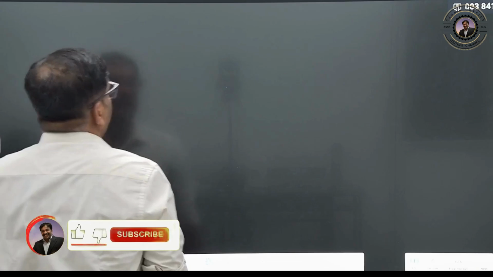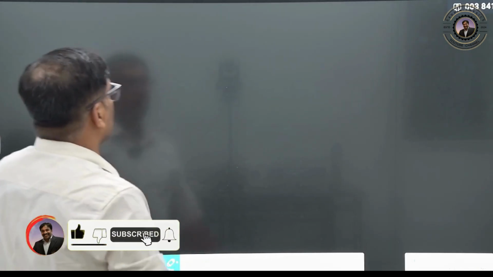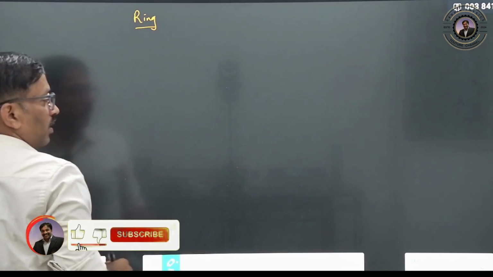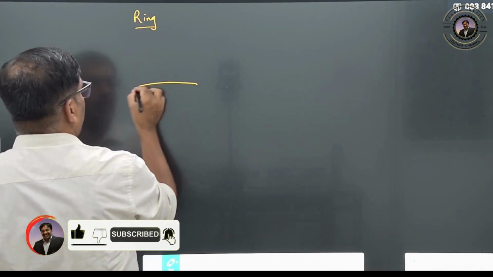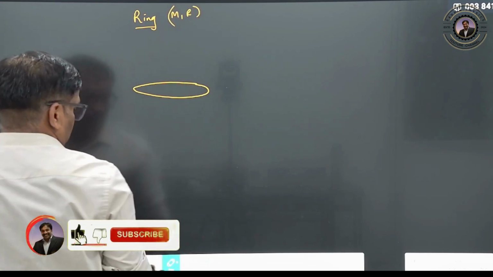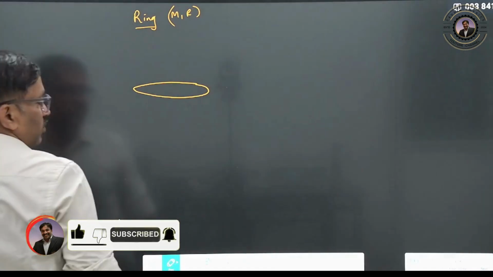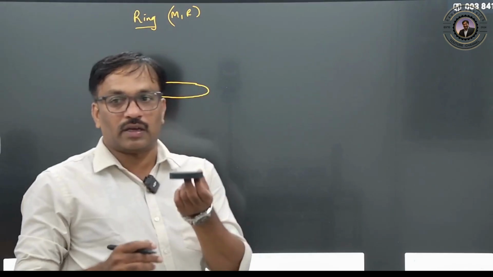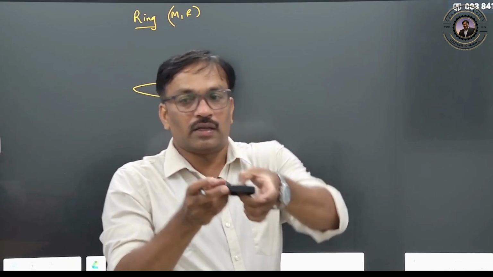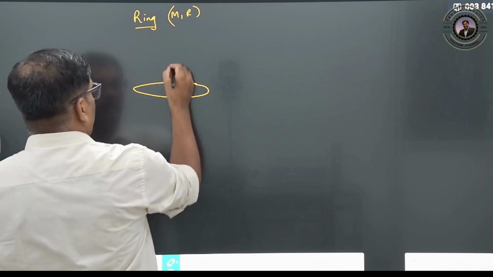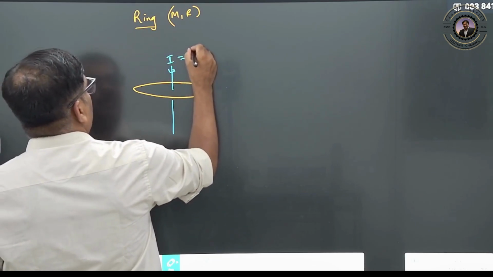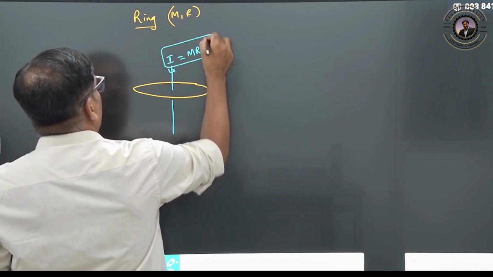Right, students, so we'll study the moment of inertia of a ring. Here we have a uniform ring of mass m and radius r. We will calculate the moment of inertia in different situations. Suppose this is a ring, and we want to rotate it like this. So the axis of rotation passes through the center. What will be the moment of inertia? The moment of inertia is mr square.